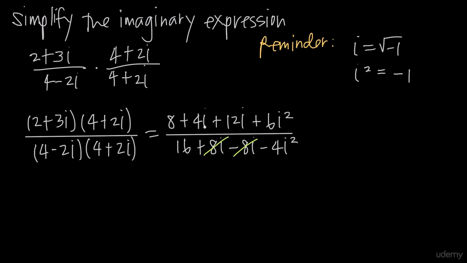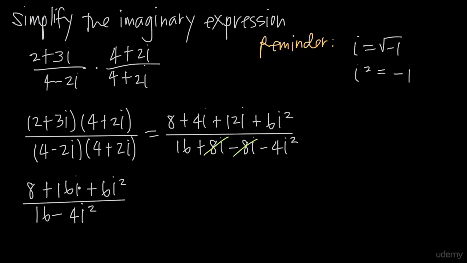So now we can just combine like terms. What we're left with in the numerator here is 8, and then plus 4i plus 12i is a plus 16i, and then plus 6i squared. In the denominator, we'll be left with 16 minus 4i squared. And at this point, we need to remember that i squared is equal to -1. So we'll be able to make a substitution for i squared of -1.